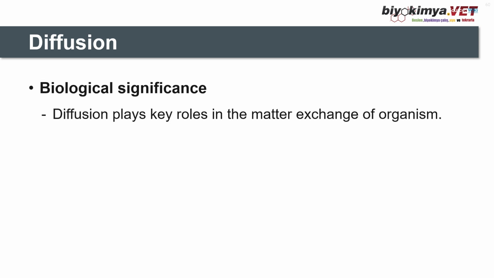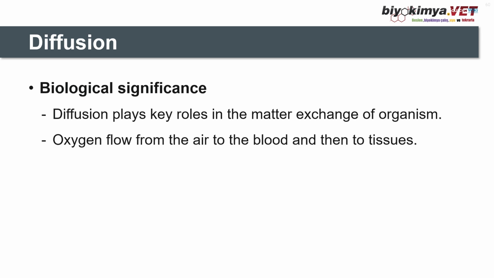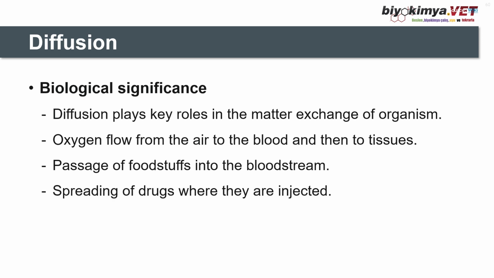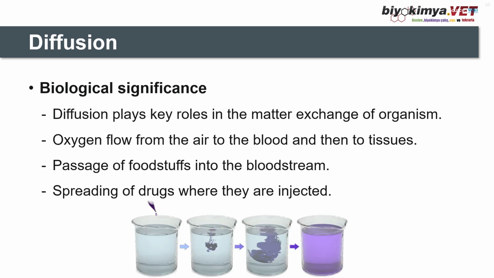What is the biological significance of diffusion? Diffusion plays key roles in the matter exchange of organisms, such as oxygen. Oxygen flows from the air to the blood and then to the tissues by diffusion. And passage of foodstuffs into the bloodstream occurs via diffusion, and also spreading of drugs where they are injected.